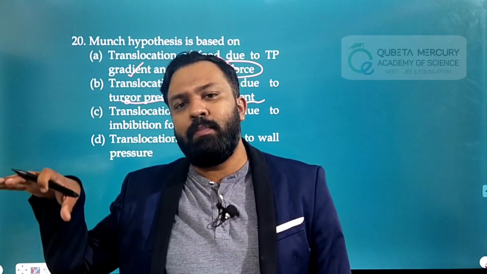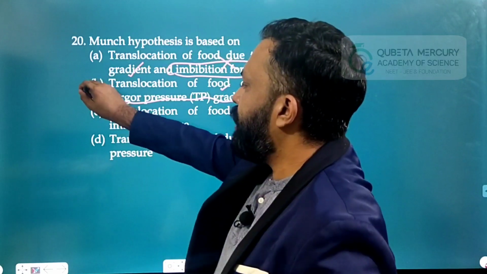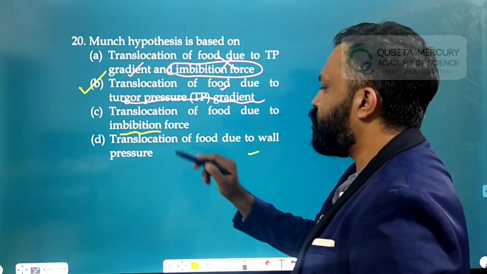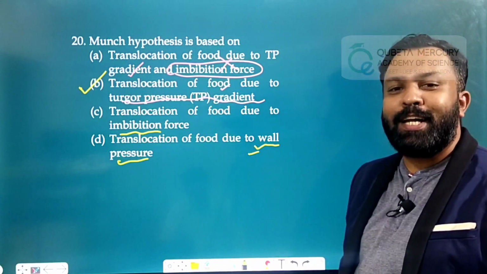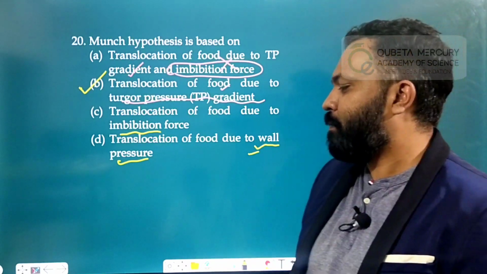Thus, the food in the form of disaccharide sucrose will move from the source, a higher pressure region, to the sink, the lower pressure region. Option B is the right answer. So it's not at all based on imbibition, it's not at all based on the wall pressure, but it is based on the turgor pressure. Option B is the right answer for question number 20.